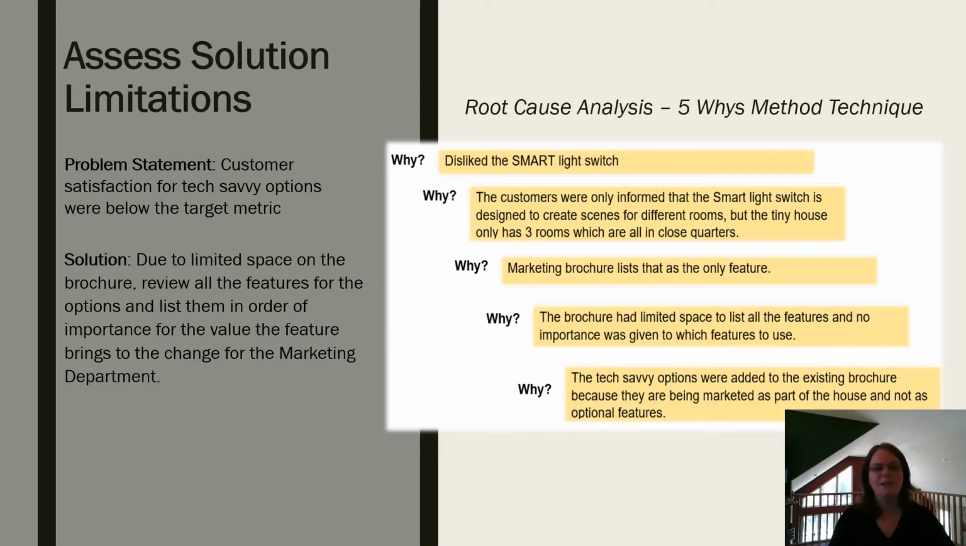Next, we have the assess solution limitations task. This was to determine the factors internal to the solution that restrict the full realization of a value. For this, the root cause analysis 5 why method was utilized. This demonstrated the process of repeatedly asking why in an attempt to get to the root cause of the problem and enable the stakeholders to specify an effective solution.